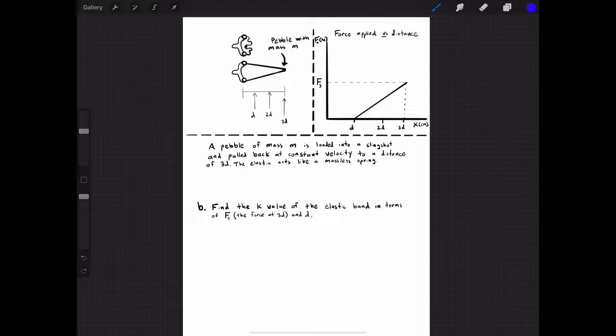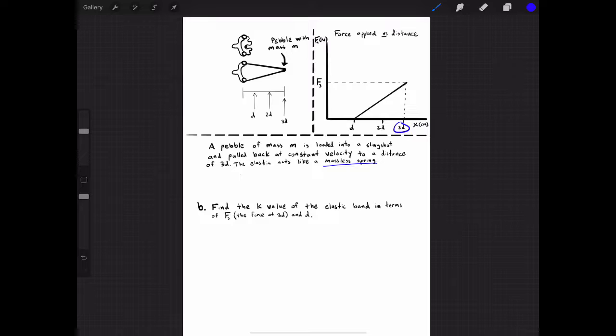Let's now solve part B. Part B says, find the K value of the elastic band in terms of F3, which is the force at 3D, and D. So our answer should only include variables F3 and D, and possibly some other numbers along with it. Okay, so if we look at our original introduction to the problem, it says that it is a massless spring. So what does that mean?